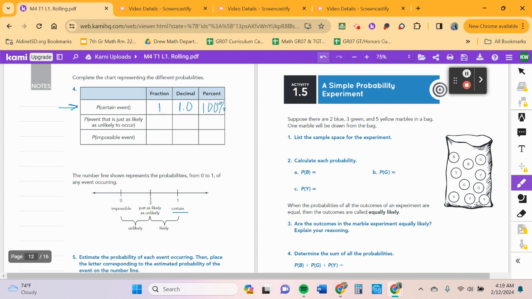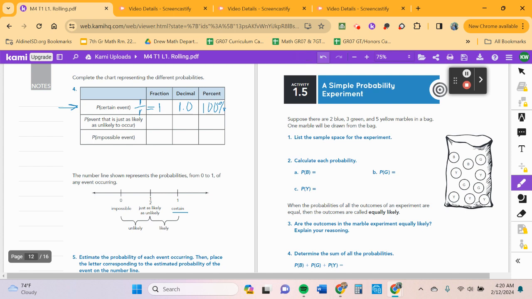There we go. And let me actually write a fraction in here too. 1 over 1, or 2 over 2, or 5 over 5. However you want to write that fraction is fine with me. And then what you're going to do is fill in the rest of the table.